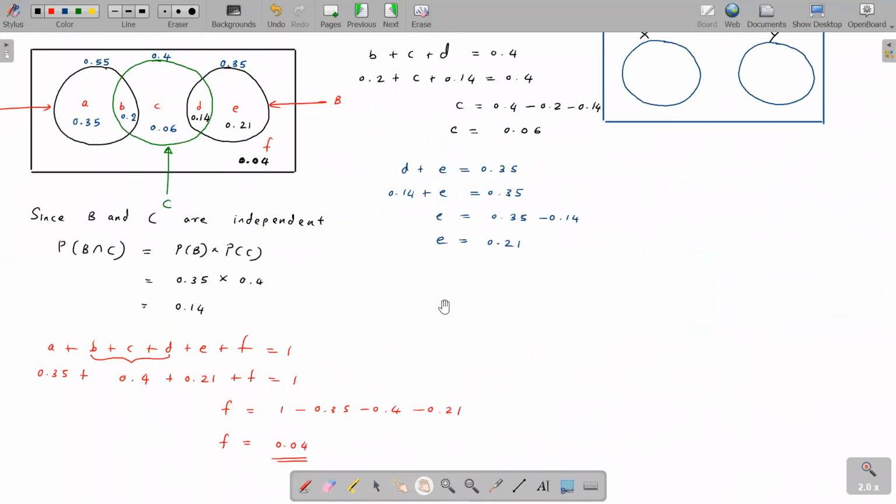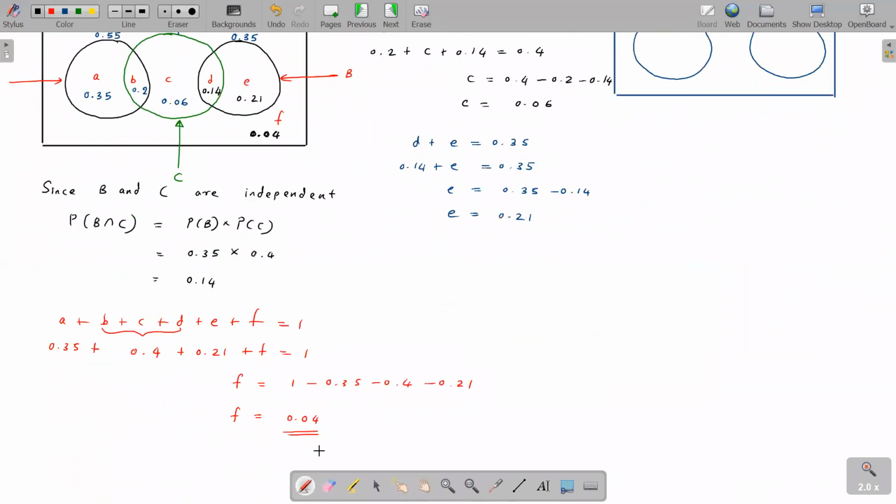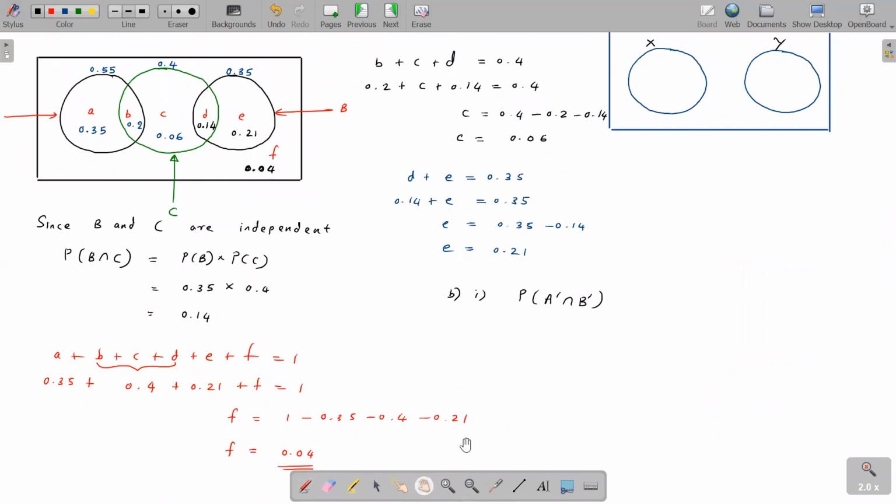So guys, let's do this. Probability of A dash intersection B dash, part B 1. You need to find the regions corresponding to A dash intersection B dash. A dash means take the region outside of circle A. That's the meaning of A dash, right? So outside of circle A, what are the regions? You have C, D, E, F. That's A dash. Okay, so C, D, E, F.